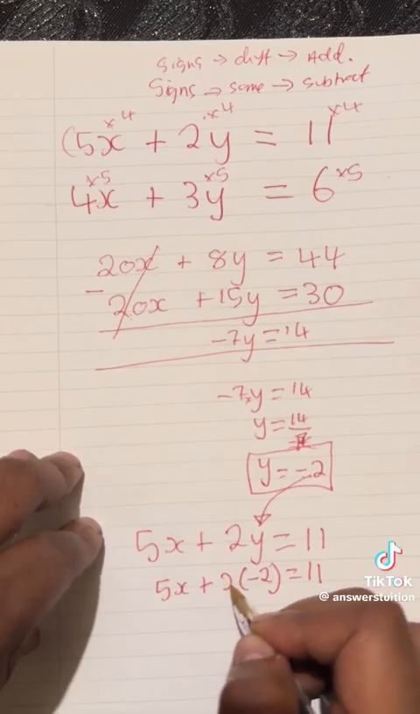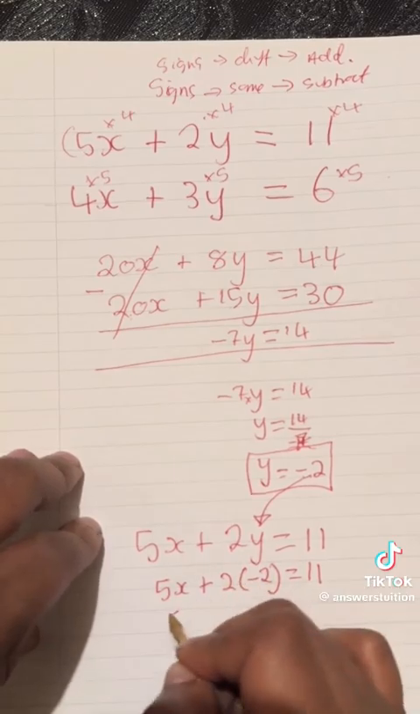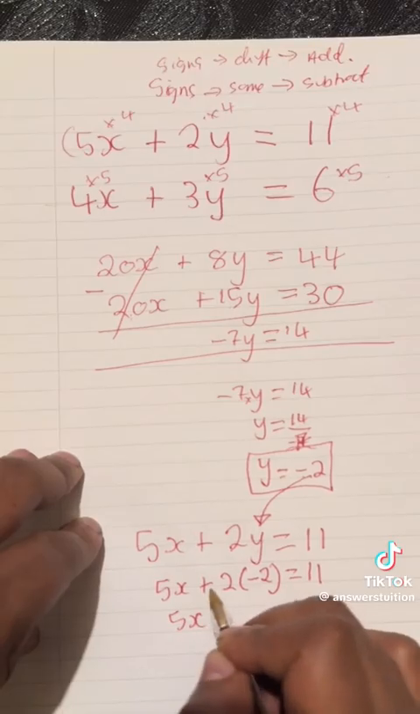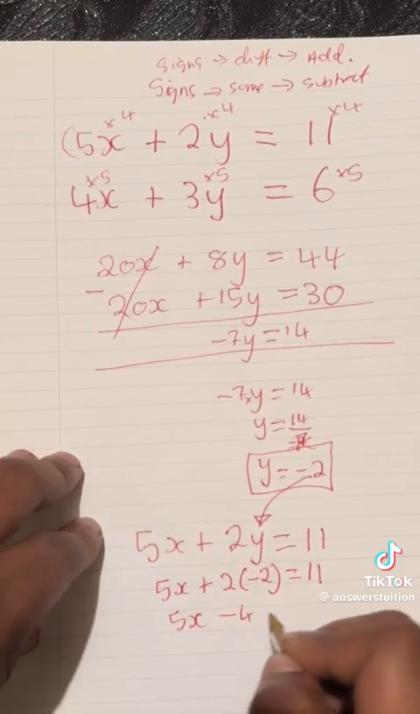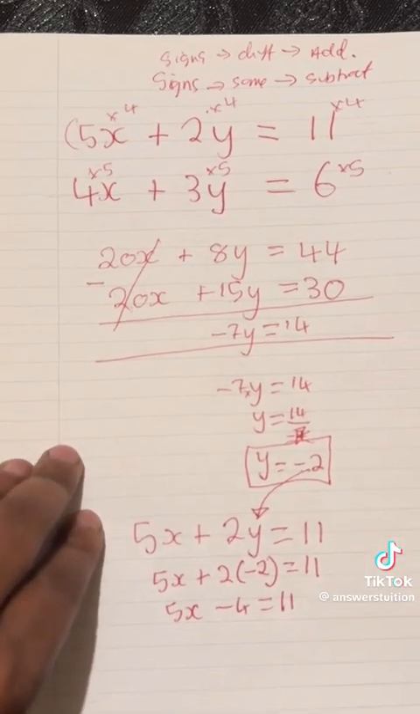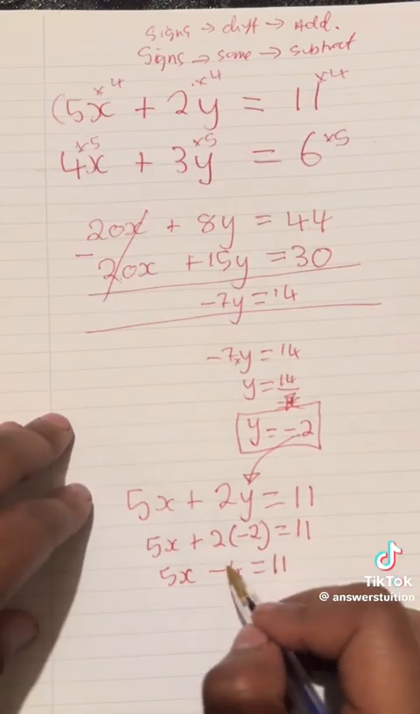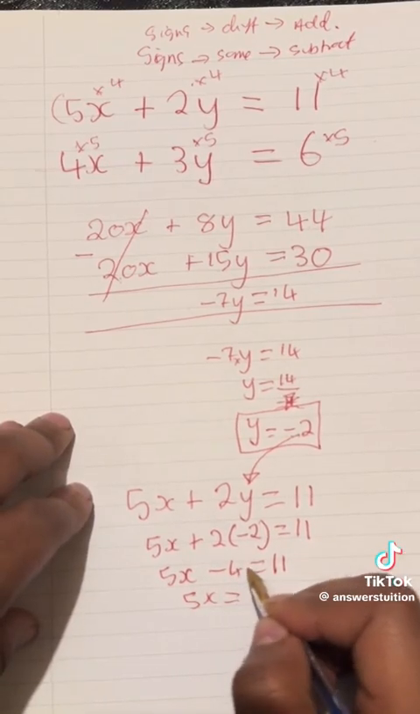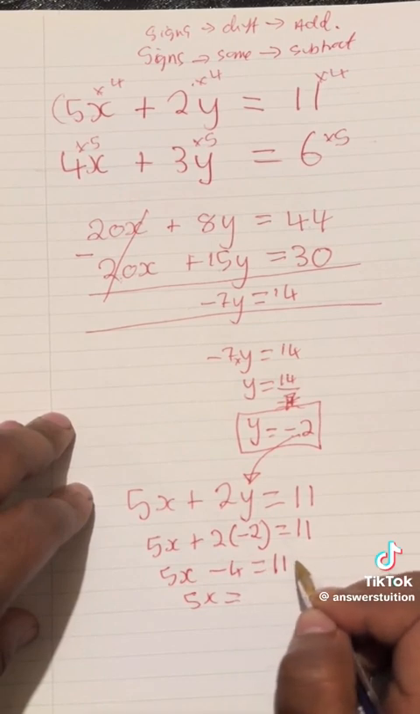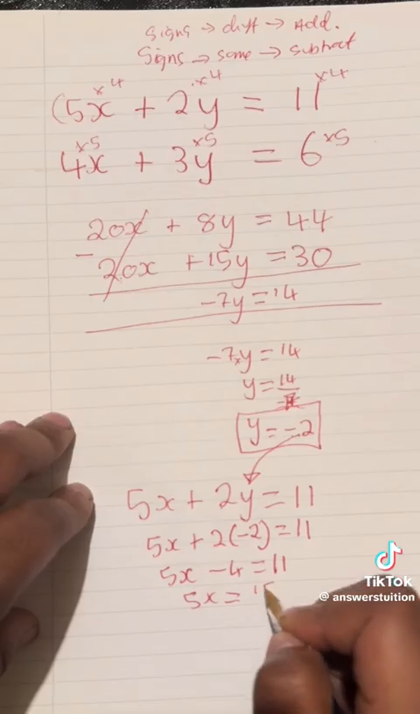We do the same to this one. So it's going to be 2 times minus 2. So what's that? 5x plus 2 times minus 2, which is minus 4. It's going to give us 11. Boom. Now what we're going to do, move that to this side. What's that? 5x is going to give us 11, and the minus 4 moves to this side, becomes plus 4. So that's 11 plus 4, which is 15.